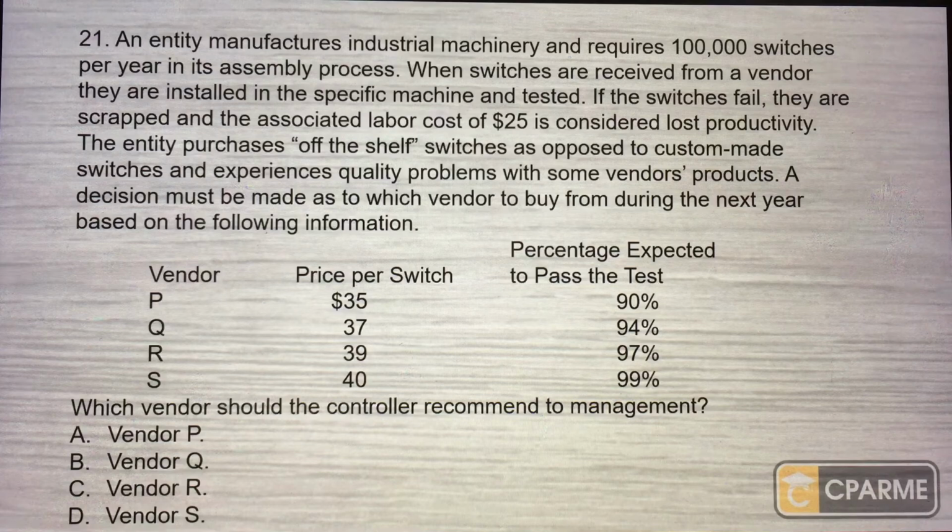Okay, which vendor should the controller recommend to management? I think it's something to do with the cost. So the lesser the cost is, that's the expected value that we need to choose. Is it PQRS vendor?